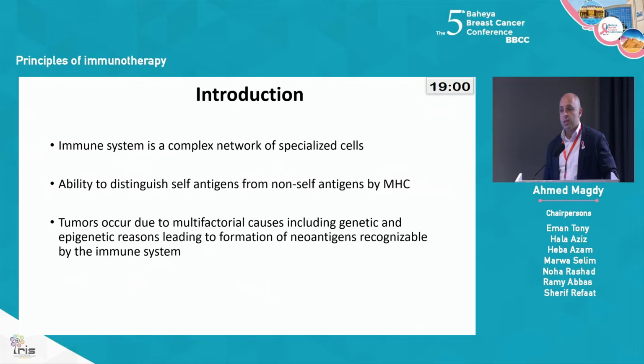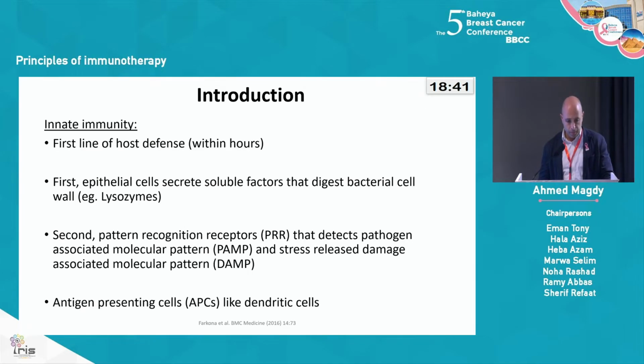We have to know that our immune system is a very complex system. You all know that, and it has the ability to distinguish self-antigen from non-self-antigen. This is why we don't normally get autoimmune diseases, because if our immunity does not detect my own system, it's going to start attacking it, leading to autoimmune diseases.